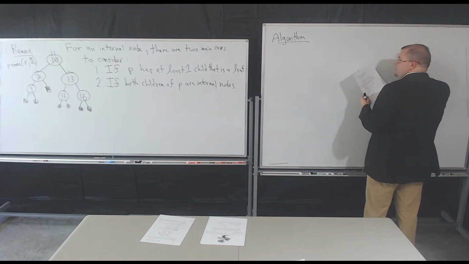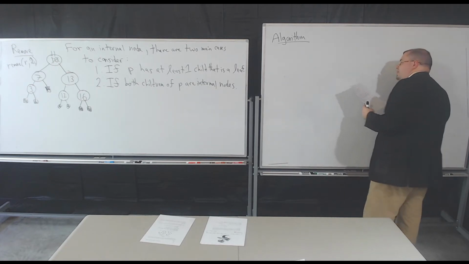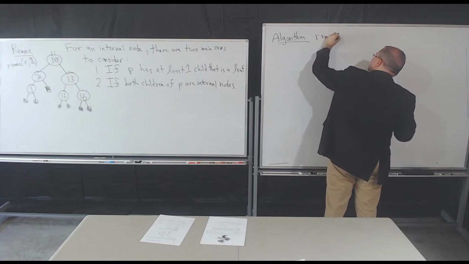And those 2 children are what kind of nodes? They're internal nodes. So we know they have some records there. Okay, so let's write down remove.